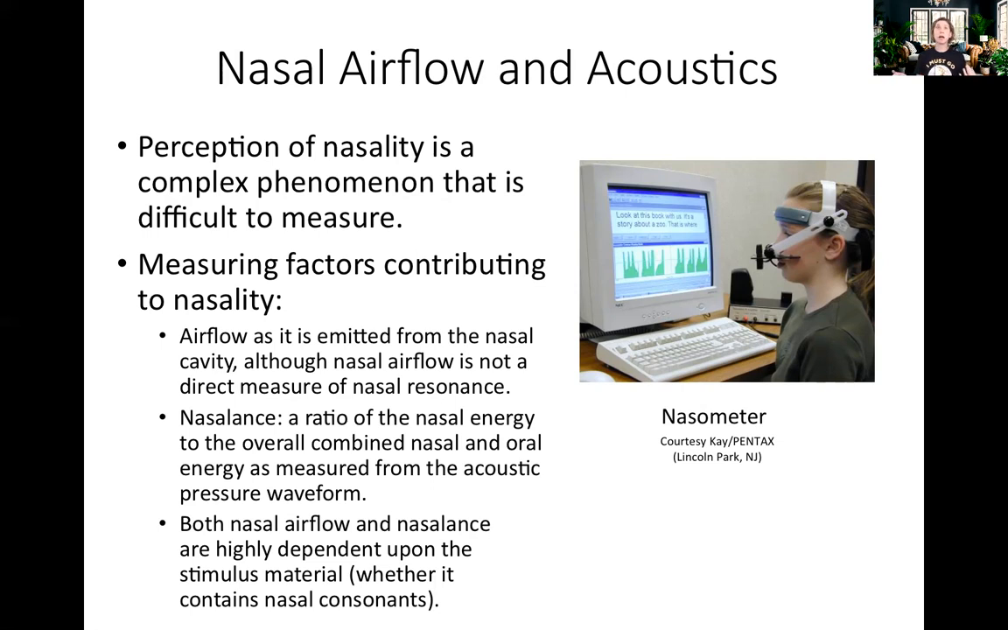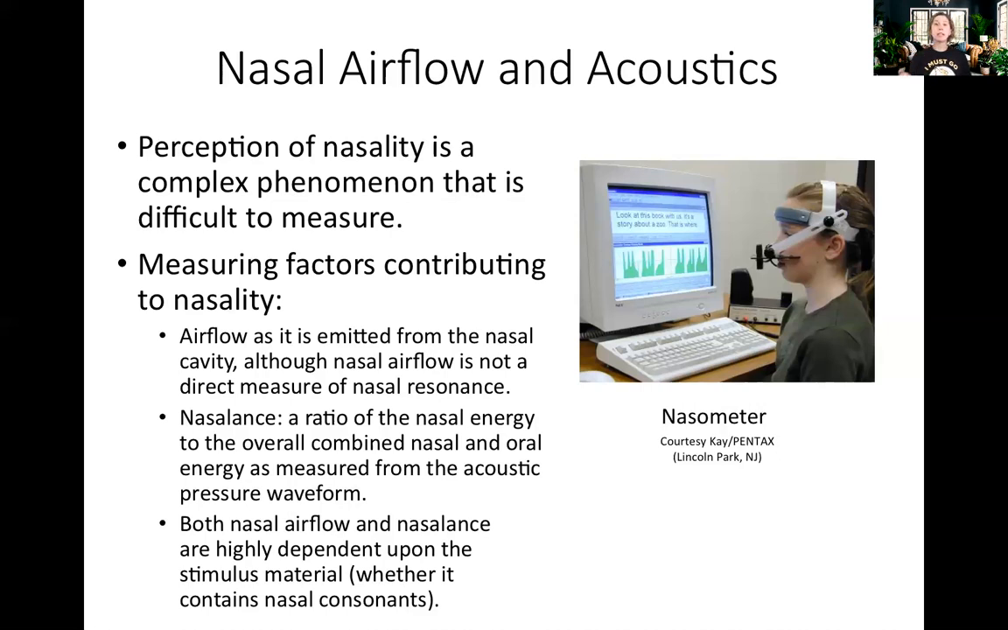So like, "The dog jumped the fence," oh, there is a nasal. "The dog sat here. The dog sat here." There are no nasals in that. There should be very little nasal airflow emitted for that production. Versus "My mommy makes much money," there are a lot of nasal sounds in that. So there should be a lot of nasal airflow that would be measured there.